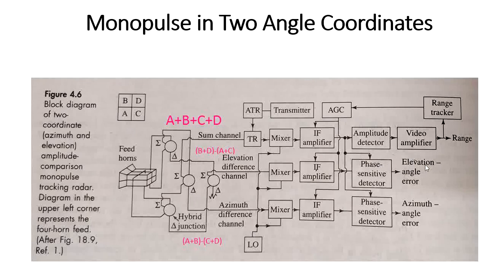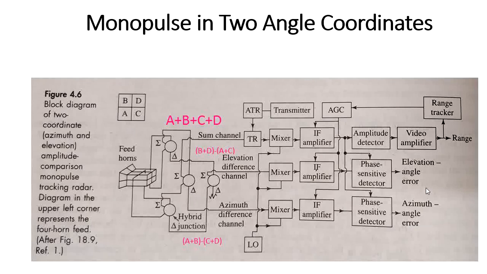in order to calculate the angular error of the elevation here. Similarly, the azimuth angle is given as A plus B minus of C plus D. This is the azimuth difference signal that we need to compare with the sum signal, that is A plus B plus C plus D. We are going to give input to the phase sensitive detector along with the azimuth difference channel in order to calculate the azimuth angle error.